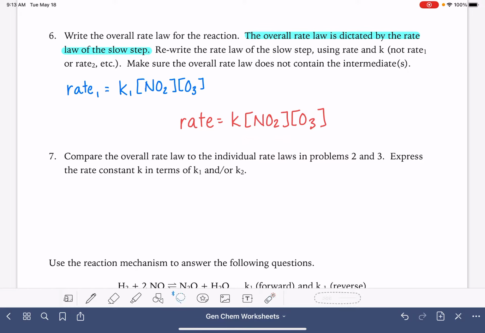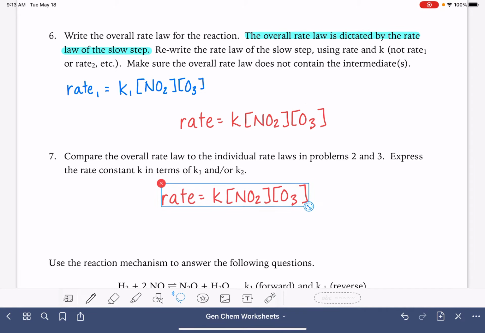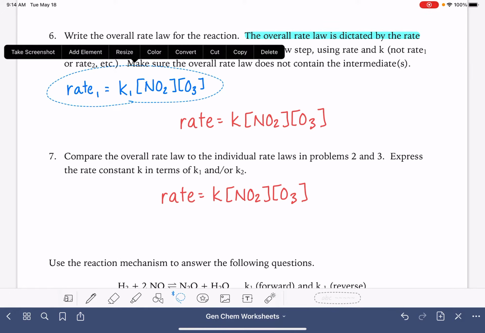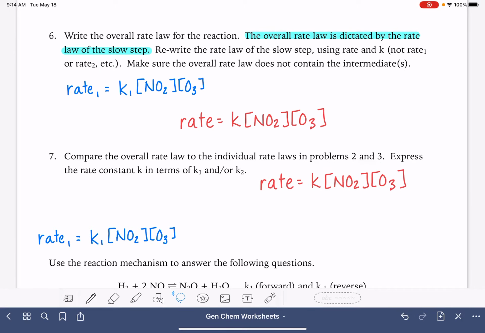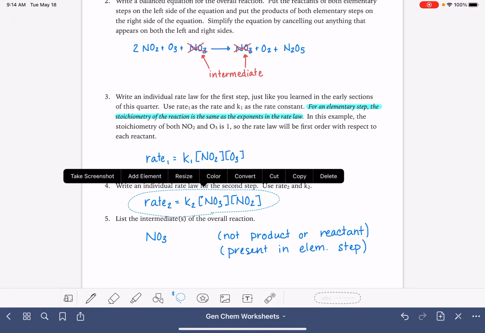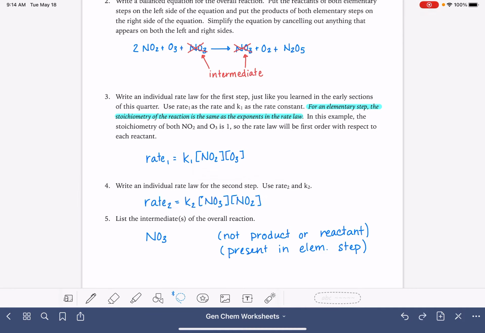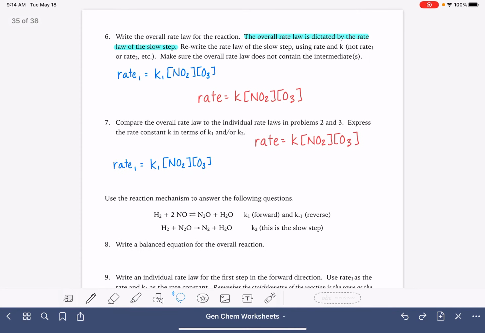So the last thing that we're going to do is compare the overall rate law that we wrote here. So I'm going to just copy that. We want to compare this rate law to the individual rate laws. So I'm going to paste those over here. I'm actually going to move this one right there. We want our individual rate law number 1, and we're also going to look at individual rate law number 2. And when we're doing this, what we're trying to do is come up with an expression for the rate constant K in the overall rate law.